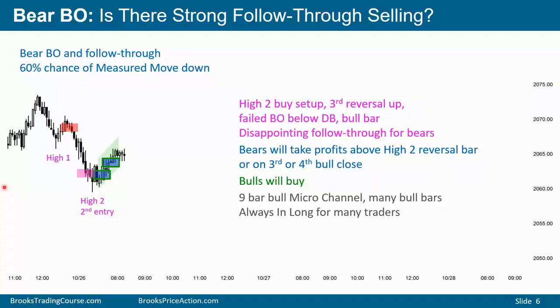That increases the chances that the bear trend is not a strong bear trend, instead that it is a broad bear channel. We have a 9-bar bull microchannel at this point, and therefore the odds are we're going up at least a little bit more. And a lot of traders will look at that and say it's always in long. A lot of overlap among the bars.